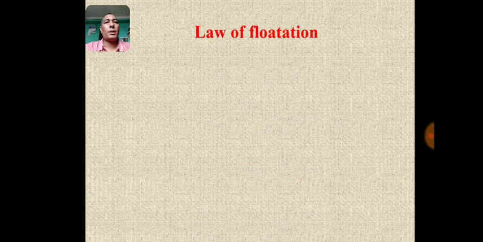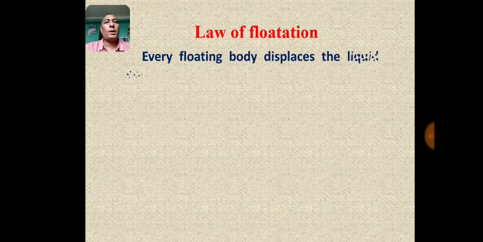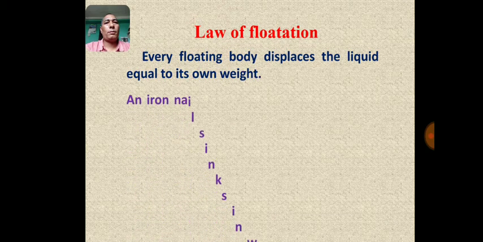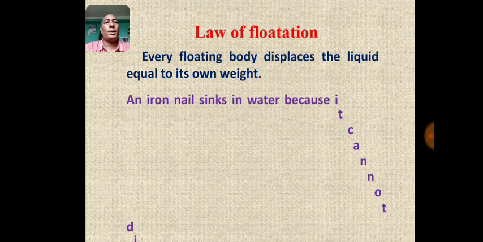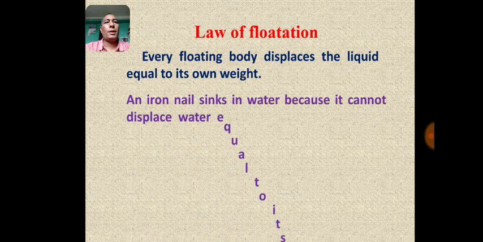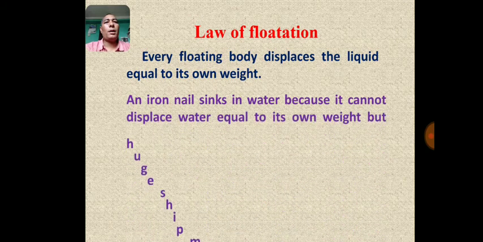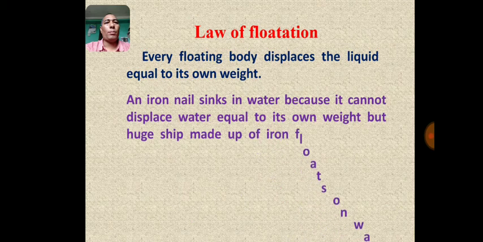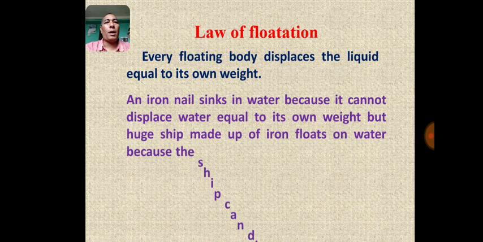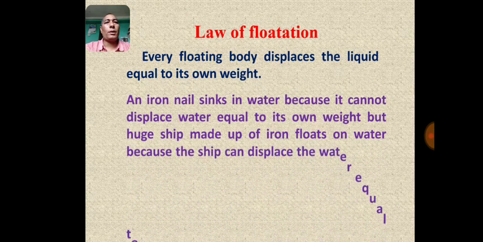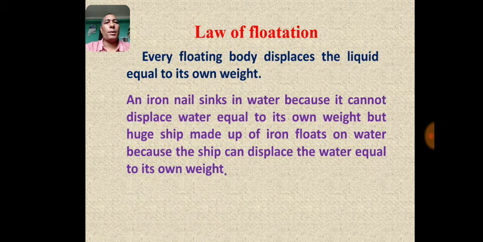Law of floatation. Every floating body displaces liquid equal to its own weight. An iron nail sinks in water because it cannot displace water equal to its own weight, but huge ships made up of iron float on water because the ship can displace water equal to its own weight.